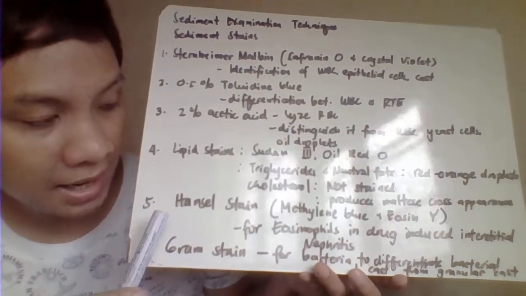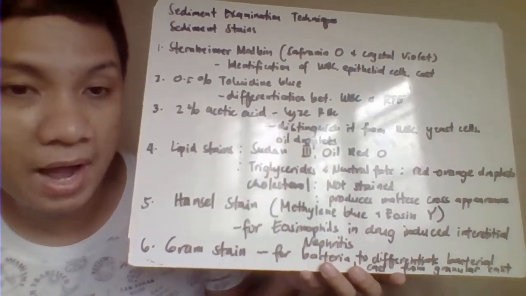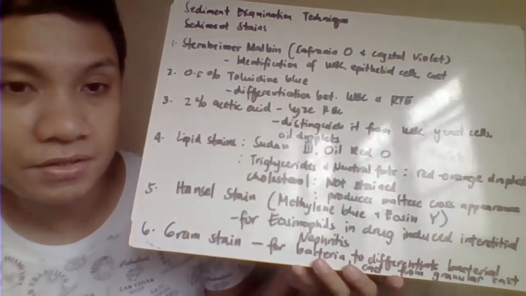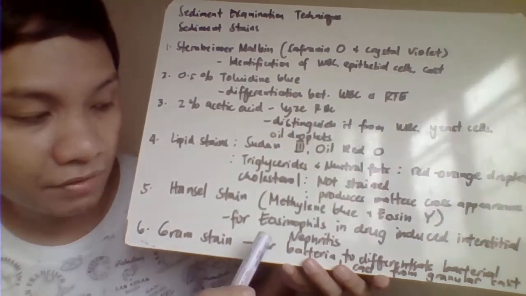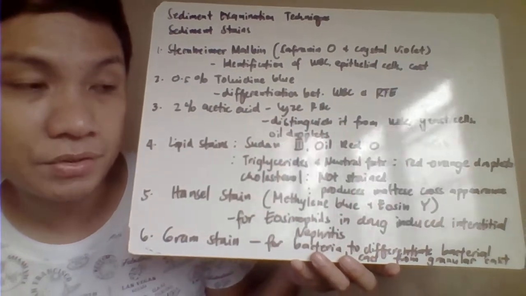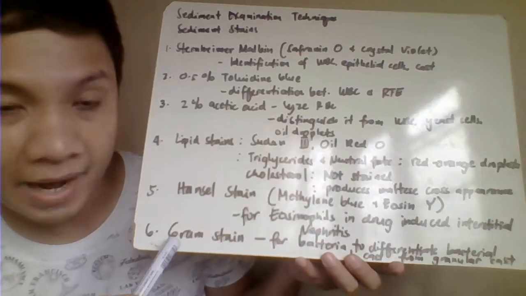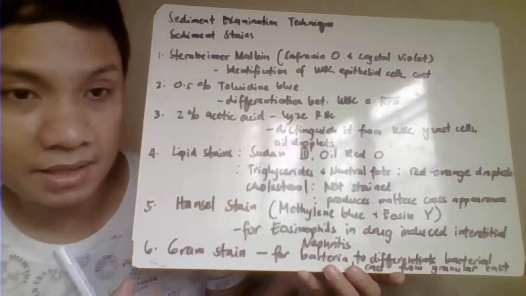Another one, we have your Hansel stain, which is made up of your methylene blue and your eosin Y, for identification of your eosinophils in the case of an allergic reaction caused by drug administration. You call this one drug-induced interstitial nephritis. Then Gram stain for identification of your bacteria.